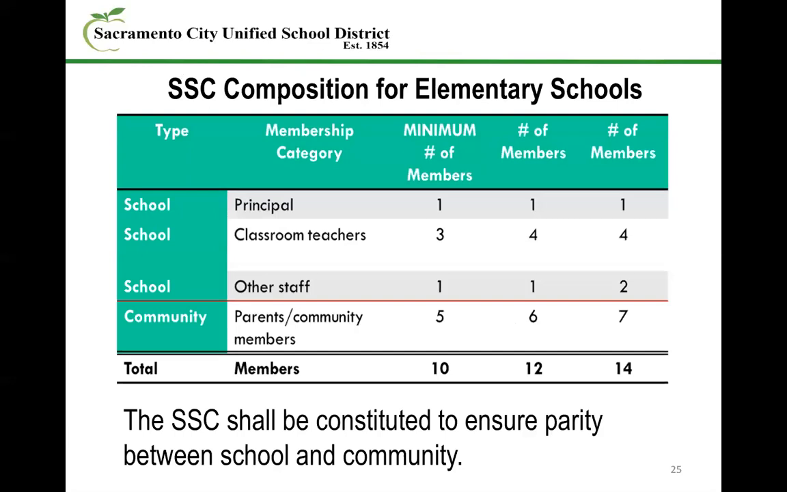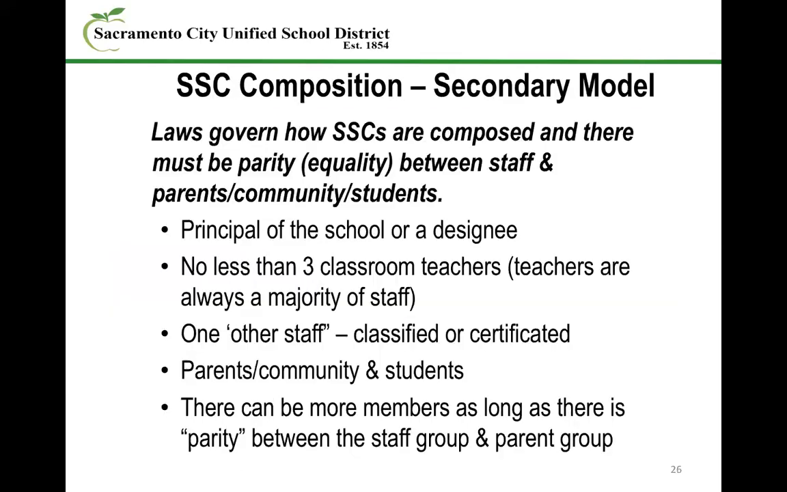This chart shows some examples of the numbers within each elementary school site council. Let's start with 10. We'd have 1 principal, 3 classroom teachers, 1 other staff, and 5 parents. The minimum number you can have on your council for an elementary school is 10, and it goes up incrementally in even numbers to assure parity.